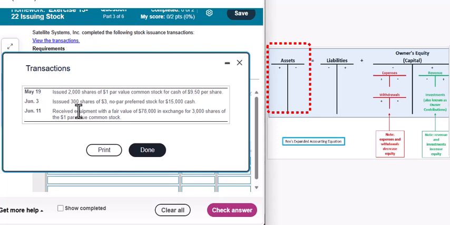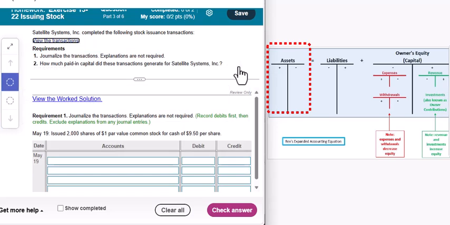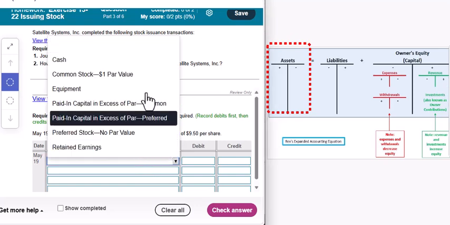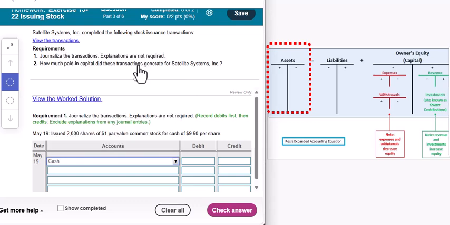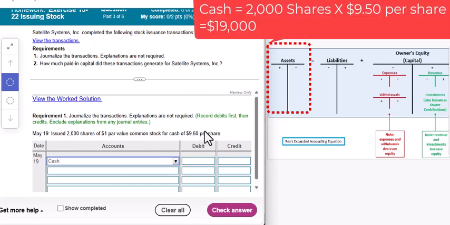So those are listed here, each portion. On May 19th, issued 2,000 shares of $1 par value common stock for cash at $9.50 per share. So we know we are getting cash, so we can input cash here, and that's going to be increasing with a debit. We can calculate that amount by using the 2,000 times $9.50, and that is going to be a total of 19,000.